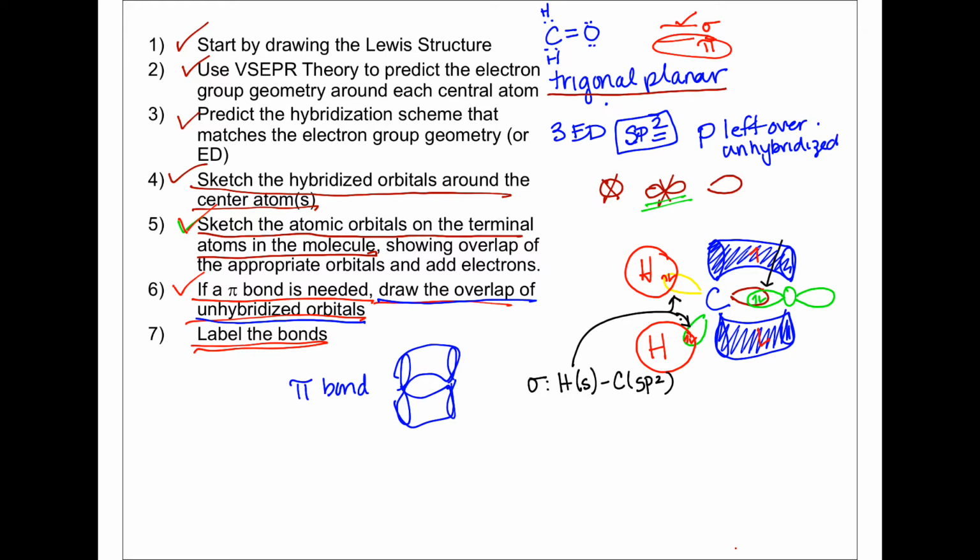This bond here is also a sigma bond, and it's made from carbon's sp2 overlapping with oxygen's p orbital. The p orbital is this green one that I just made black. Okay, we have one more bond to go. We have this pi bond we made, and it's made from carbon's unhybridized p overlapping with oxygen's unhybridized p.